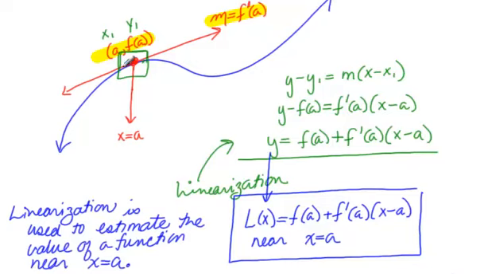Now, the further you get away from your a value, the worse your estimate becomes. So, for example, if this is our a value, we would not want to use our line to estimate the value of the function here because the difference between the line and the function is quite great. So we want to stay very close to a when we use the linearization as an estimator.